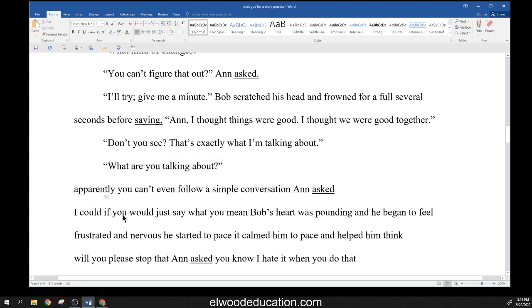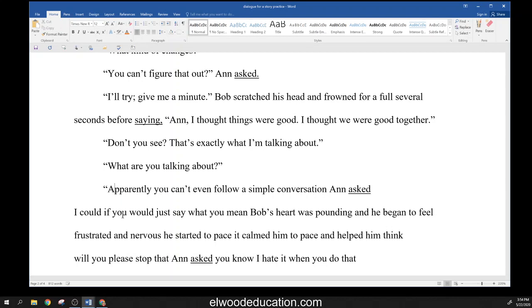This is Anne talking, so we're going to have an indent. Going to capitalize that conjunctive adverb and put a comma there. "Apparently, you can't even follow a simple conversation." So again, we have a statement that is read like a question because I have asked here at the end.